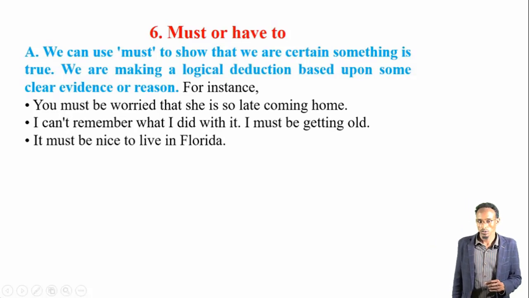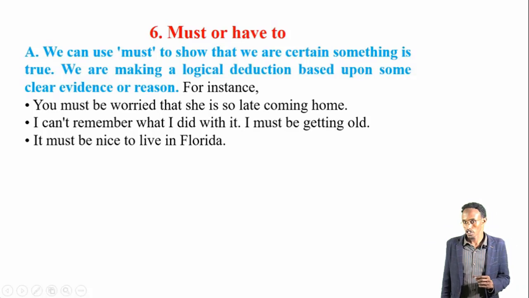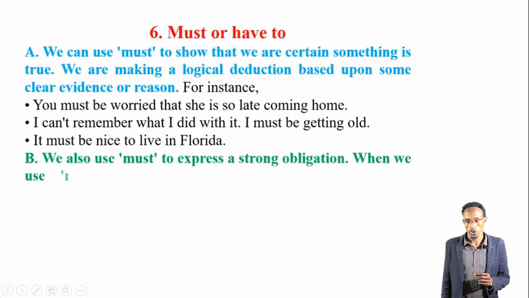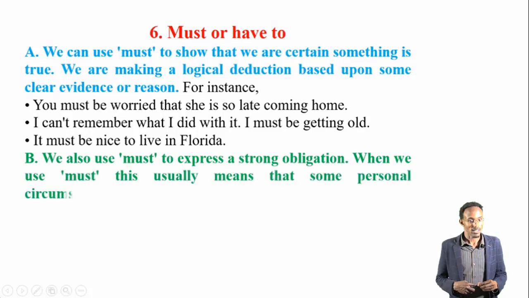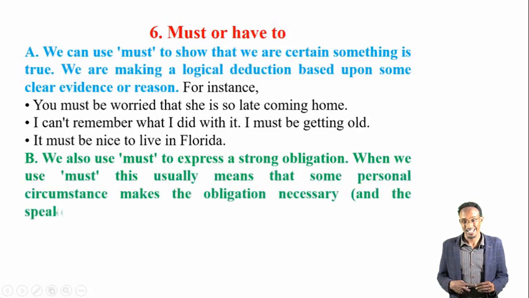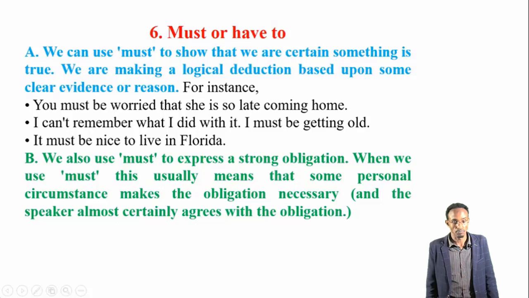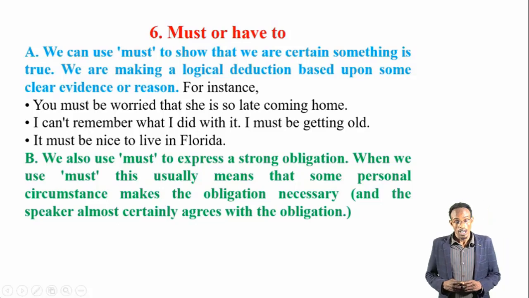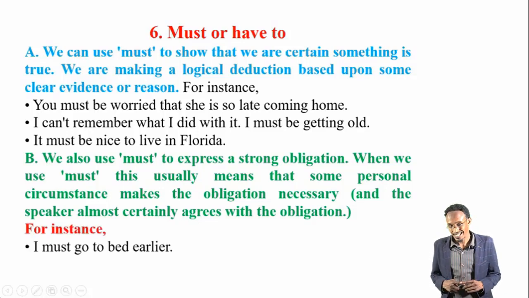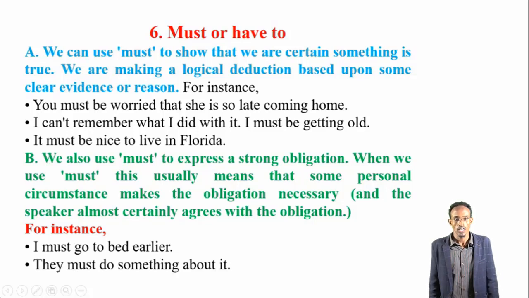Similarly, we can also use must to express strong obligations. When we use must, this usually means that some personal circumstance makes the obligation necessary, and the speaker certainly agrees with the obligation. For instance, I must go to bed earlier. Or if we take another example, they must do something about it.